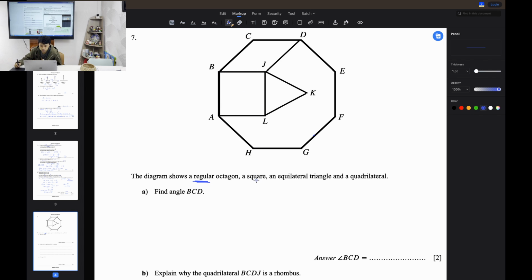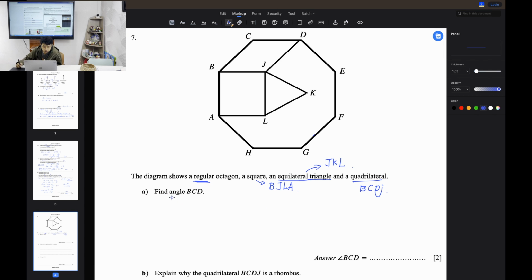Square should be BJLA. Okay, an equilateral triangle. Equilateral triangle is probably talking about this one, JKL, and a quadrilateral. A quadrilateral is a BCDJ, right? A BCDJ. All right.